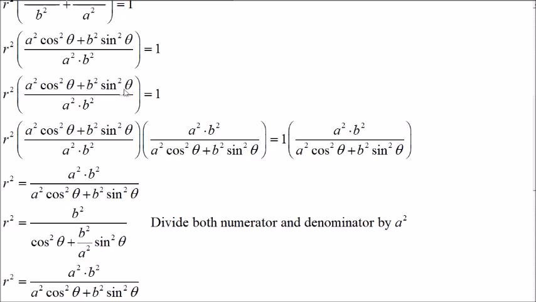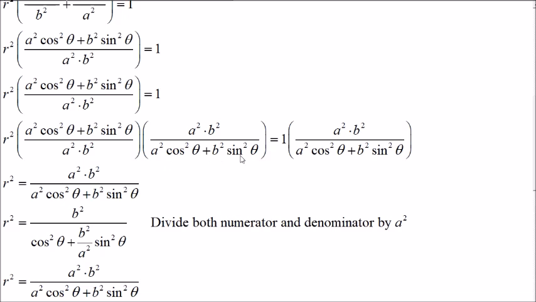Now let's multiply the left side, the right side, by the reciprocal of this. So to form the reciprocal of this expression, we just turn it upside down. So the reciprocal of this expression is a squared times b squared divided by a squared cosine squared plus b squared sine squared. So just turn it upside down.